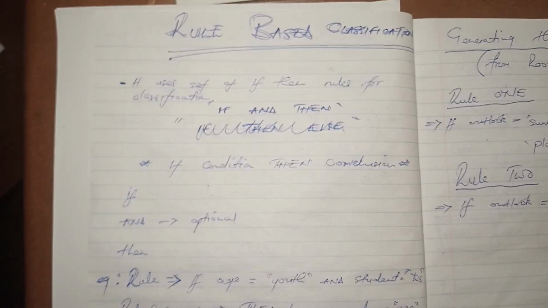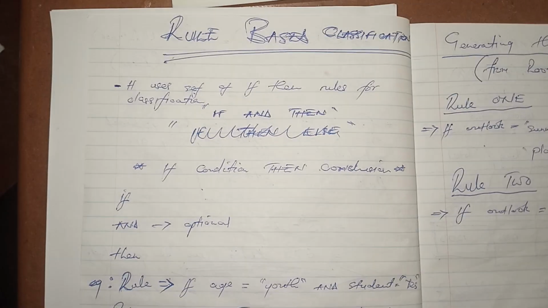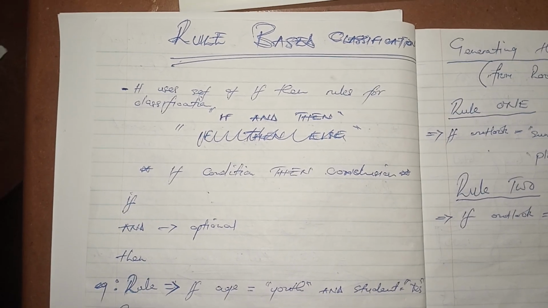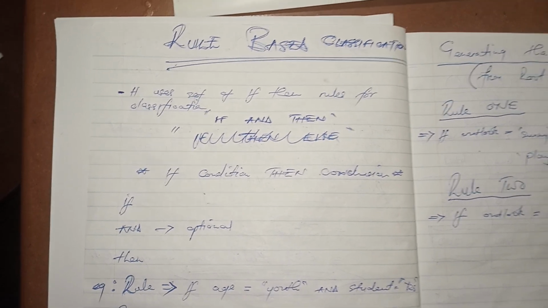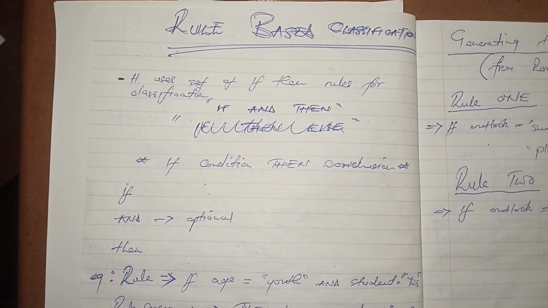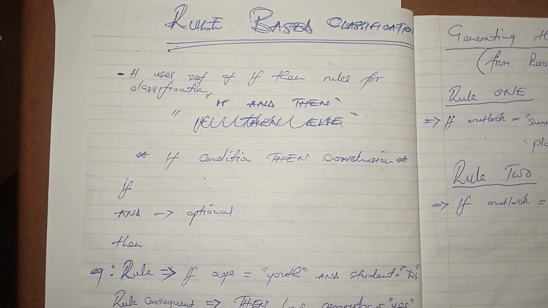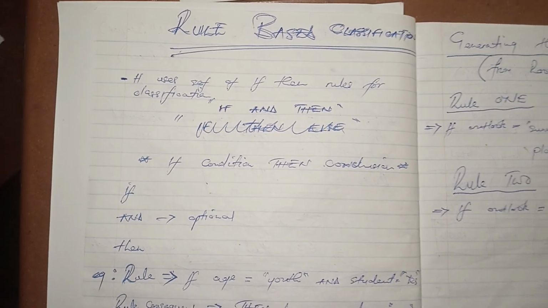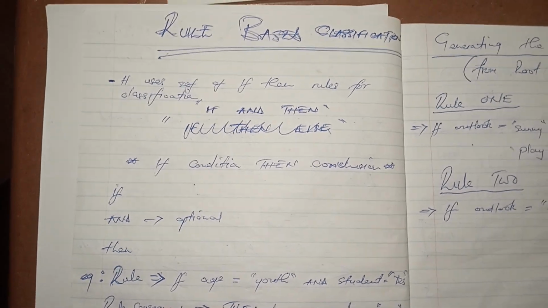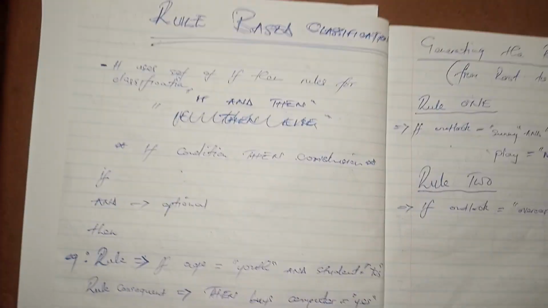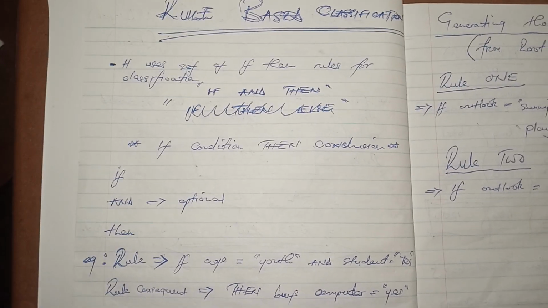So this is our last presentation on rule-based classification. Rule-based classification is a method used to classify data. It uses a set of if-then rules. This one is different from the if-else when you are coding.